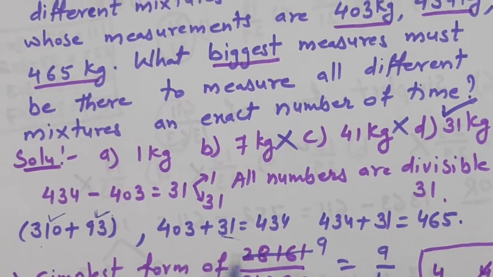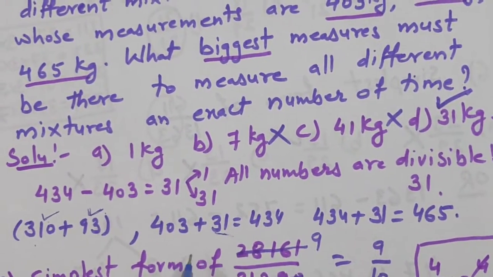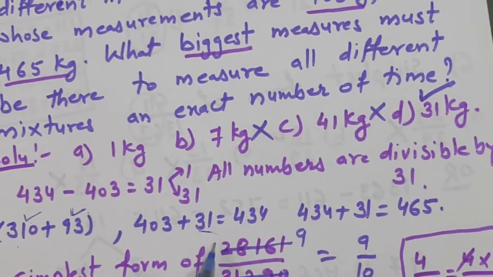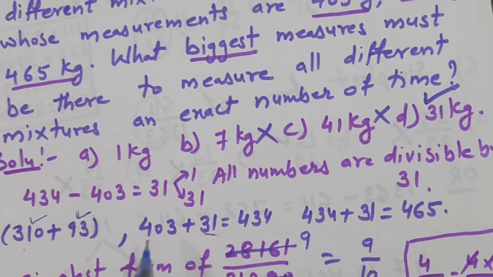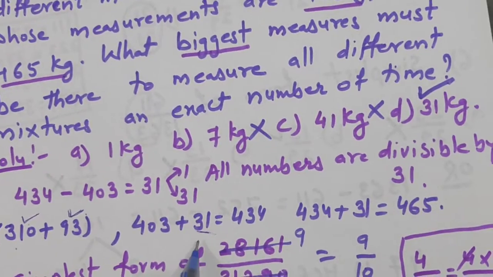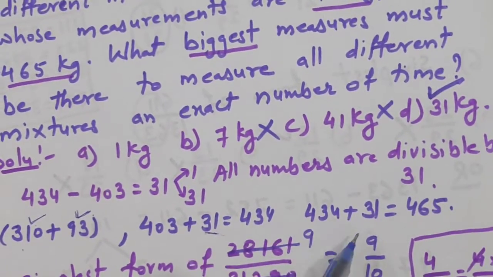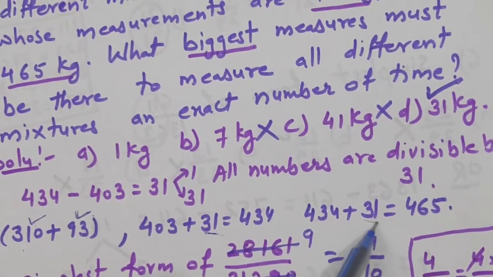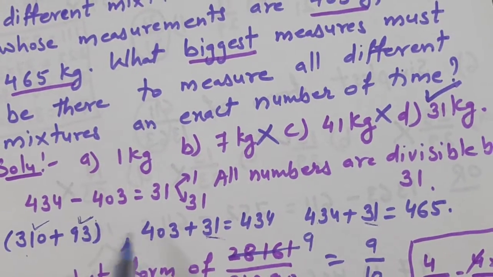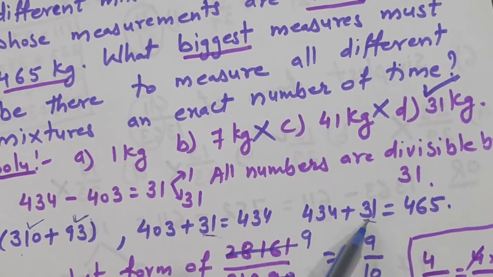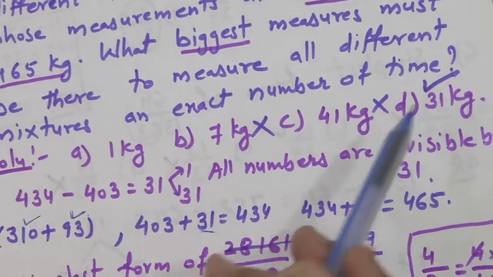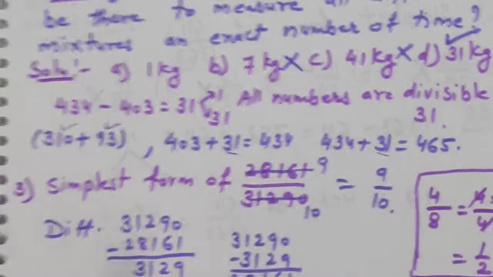Means in the table what happens? If there is a table of 2, the difference between the numbers is always 2. If it is a table of 3, difference is 3. So here difference is of 31, 31. 434 plus 31, right? So it means that all the 3 numbers are divisible by 31. So my answer is 31.